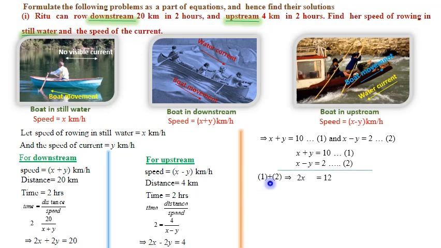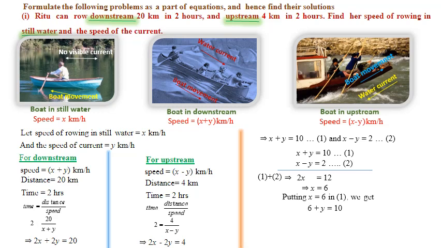First, we have equations 1 and 2. 1 plus 2 implies just add both the equations, that is x plus x is 2x and 10 plus 2 is equal to 12. From there, x we can calculate: we have to divide 12 by 2, that is equal to 6. Substitute this in equation number 1.